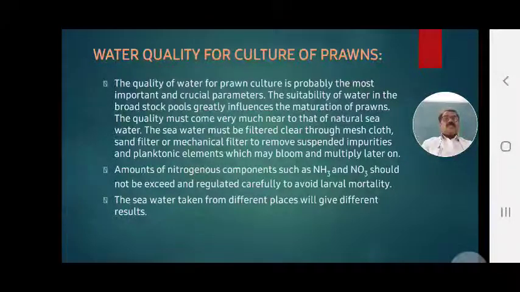The quality of water for prawn culture is probably the most important and crucial parameter. Suppose any one factor of the water quality increases or decreases, becoming very low or very high, then it affects the culture of prawn, it affects the crop of prawn. That's why these factors are most crucial and most important.